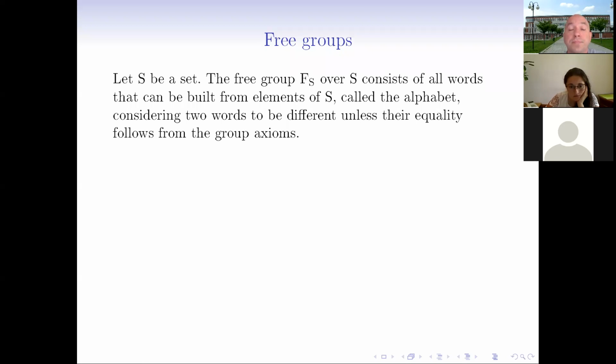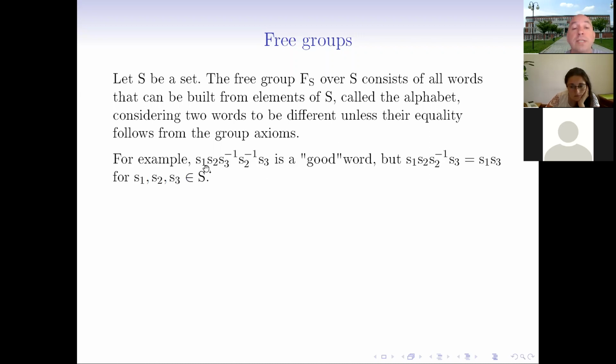But here we require that two words are different unless the equality follows from the group axioms, and we'll see how it looks. For instance, if you take s1 s2 s3 inverse s2 inverse s3, it's an independent word. We cannot make it simpler. But if you take s1 s2 s2 inverse s3, s2 inverse is a formal element, it's just the inverse of s2.